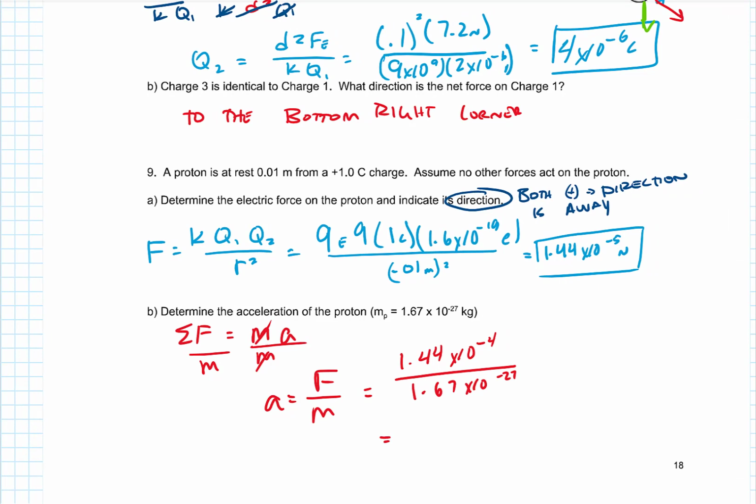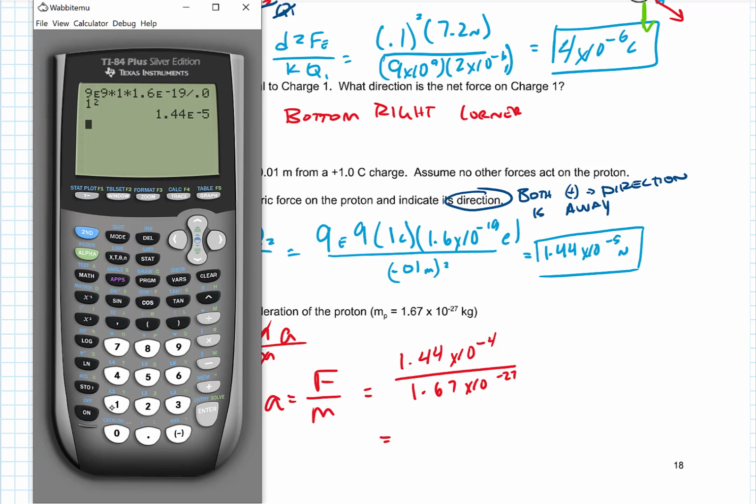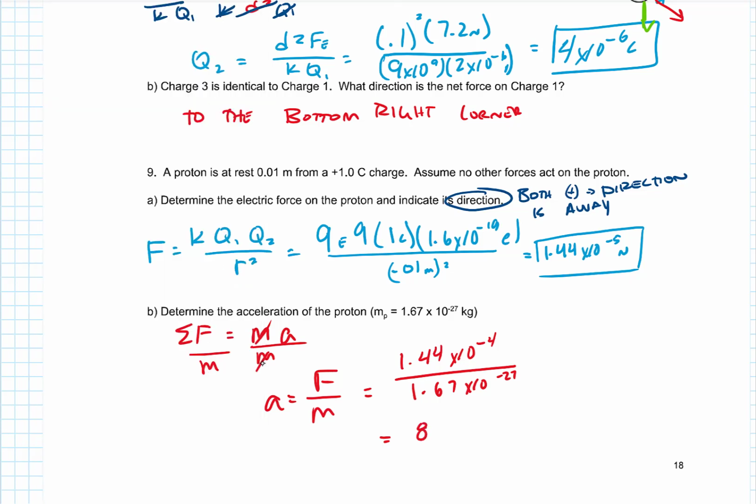So yeah, we're definitely doing that on the calculator, but we have 1.44 times 10 to the negative 5th, sorry about that, I read it wrong, times 10 to the negative 5th divided by 1.67 times 10 to the negative 27th. That gives me some phenomenally huge number. Yeah, 8.6 times 10 to the 21st meters per second squared. That's a lot of meters per second squared.